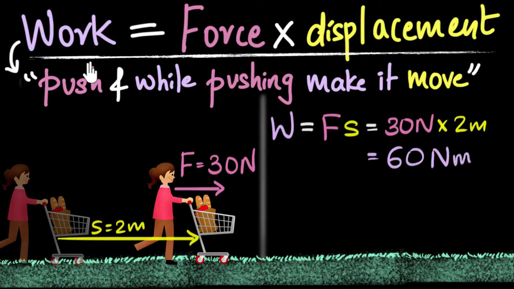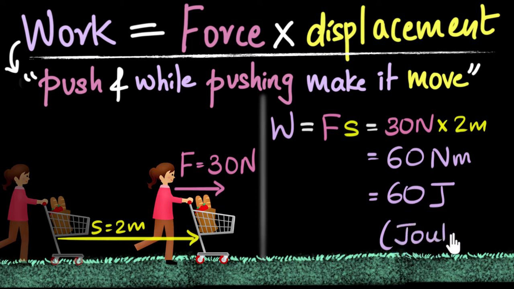Now, because work is something that we'll be using in physics over and over again, we decided not to write Newton meter over and over again. So we gave Newton meter a name. We call Newton meter a joule, given by capital J. So capital J stands for a joule. It's named after a scientist. And so the unit of work done is also joules. So over here we can say she did 60 joules of work on that shopping cart.